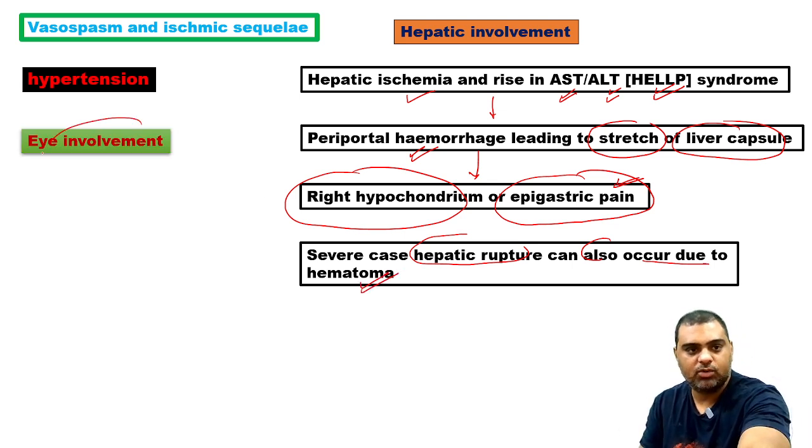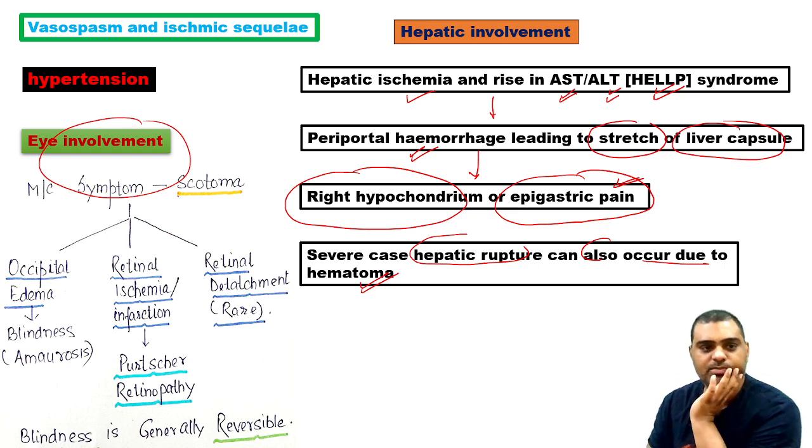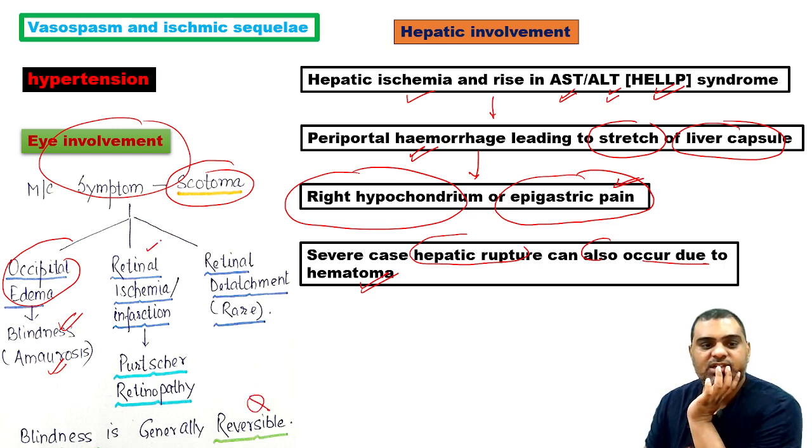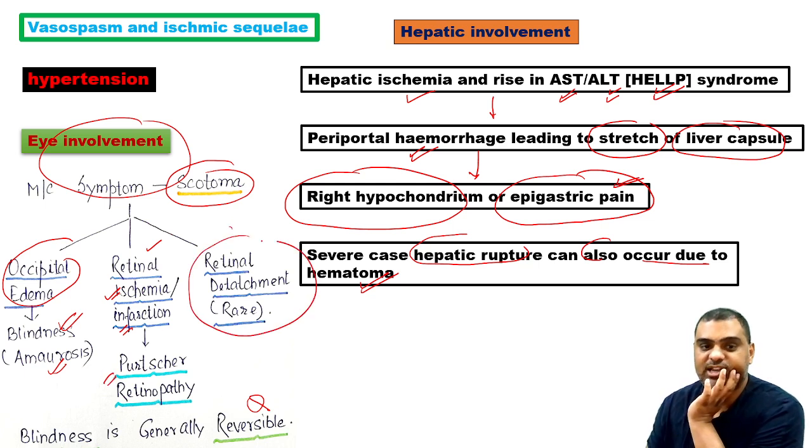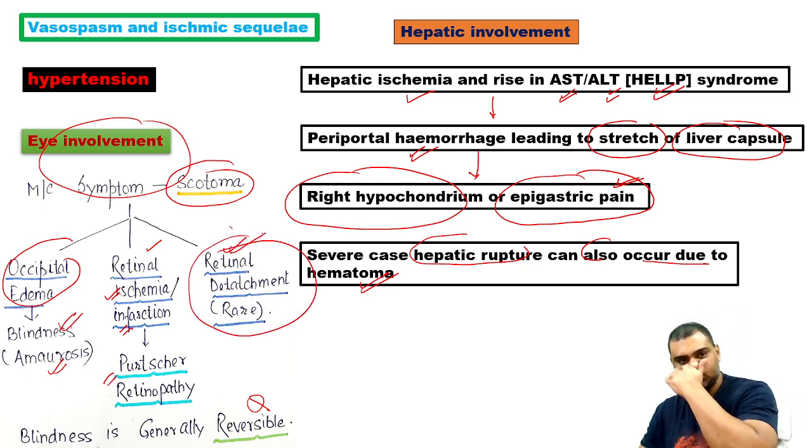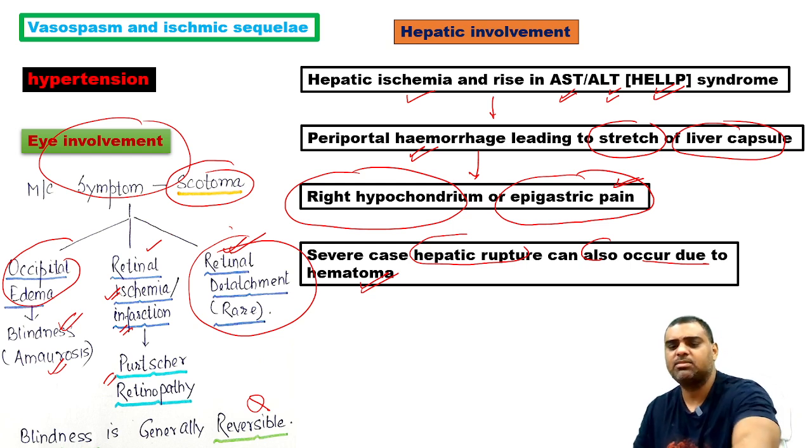This you have to understand. And eye involvement, I have told you. These are the questions. The most common symptom is scotoma. Occipital edema causes blindness, amaurosis. Blindness is generally reversible. If there is retinal ischemia or infarction, that will be called Purtscher's retinopathy, and retinal detachment is rare, yes, but it occurs. So this was regarding vasospasm.